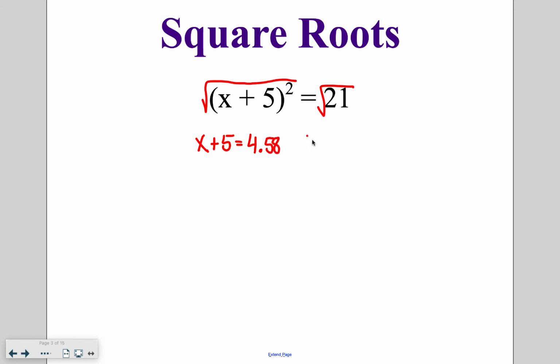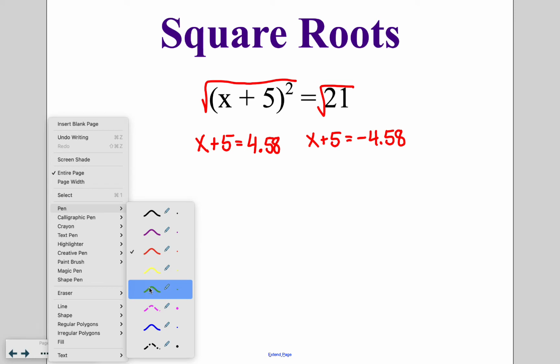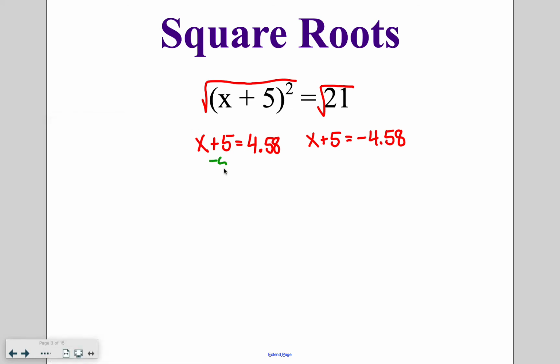We also have a second option. Positive times a positive gives you a positive, or a negative times a negative gives you a positive. So every square root has a positive factor and a negative factor. Then we're back to simple algebraic equations that we can solve, both of which in this case are going to be solved by subtracting 5 on both sides of your equation.